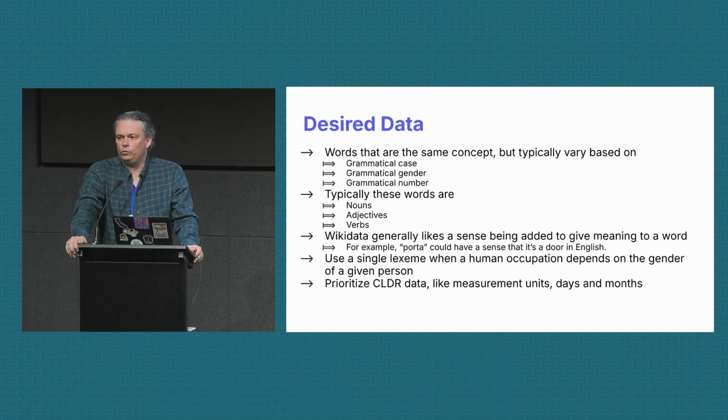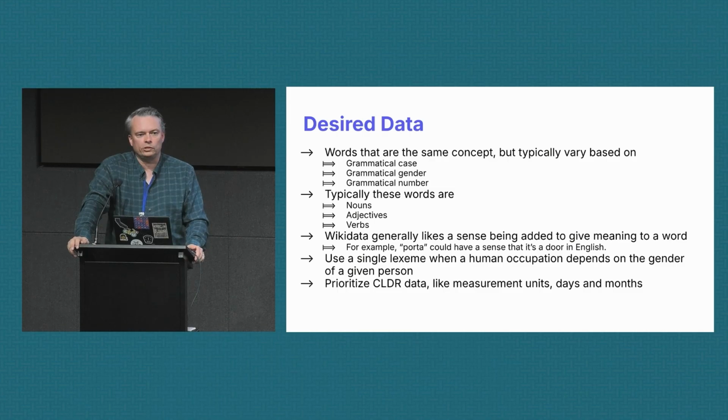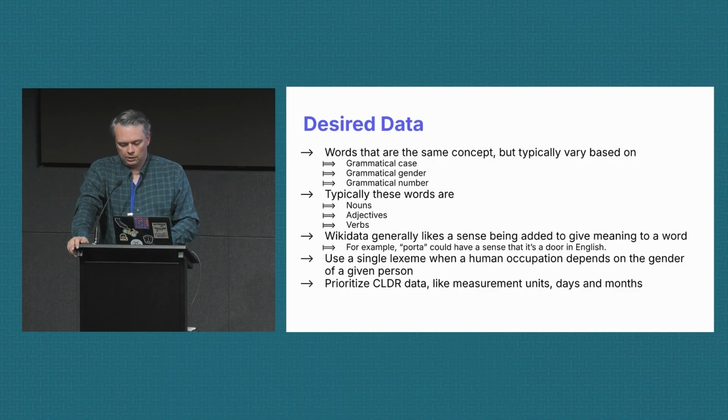And something that we'd like to prioritize is the CLDR data, so things like month names, day names, measurement units, and stuff like that, that we would appreciate the most initially. But more words, we were happy with more words, so if you want to add more, even better. And I'm sure that as time goes on, we will want to make sure the coverage is larger.